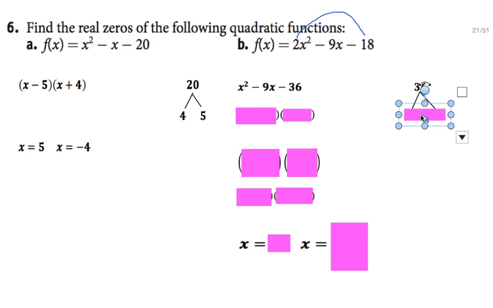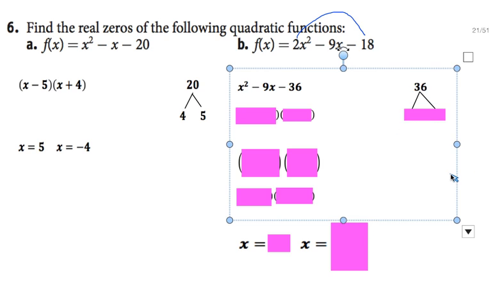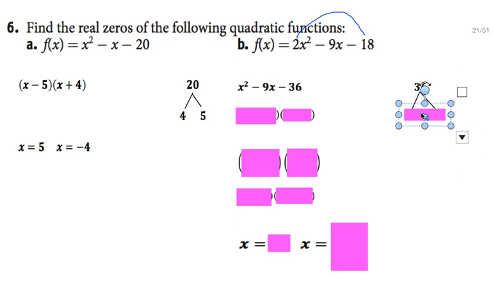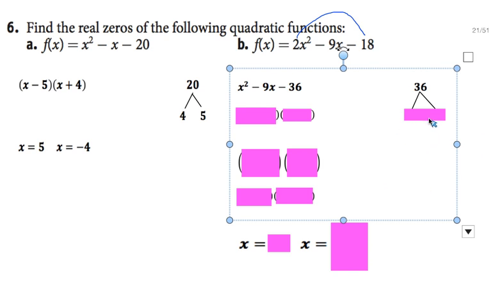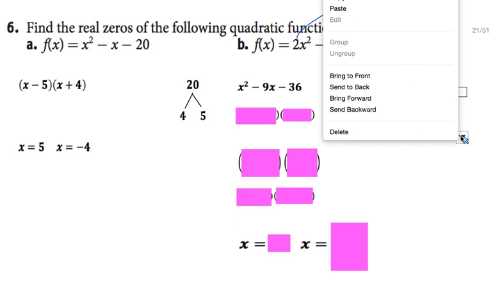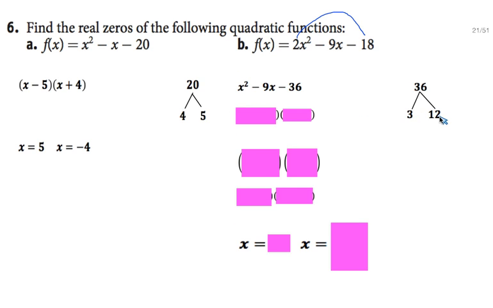So let's see. 1 and 36 won't work. 2 and, not 2, 3. 3 and 12 would give me a 9. Okay, so the factors that I'm going to use are 3 and 12. 3 times 12 is 36. 3 minus 12 gives me a -9. So I'm going to set up my factors to be x minus 12 and x plus 3.